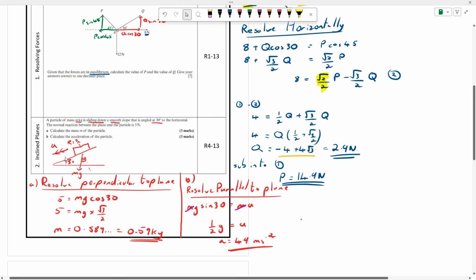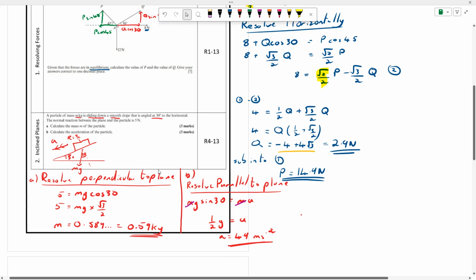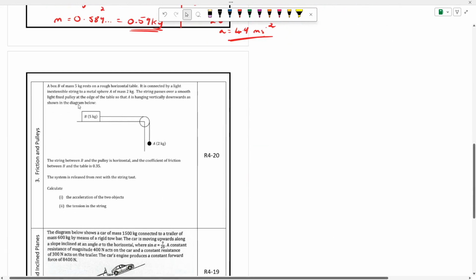Okay, so think about when you've got an inclined plane, you've got to think about resolving either perpendicular or parallel. So for the next one, there's quite a lot to do in this question 3. I've got a box of mass 5 kilograms resting on a rough horizontal table, connected by a light inextensible string to a metal sphere A of 2 kilograms.